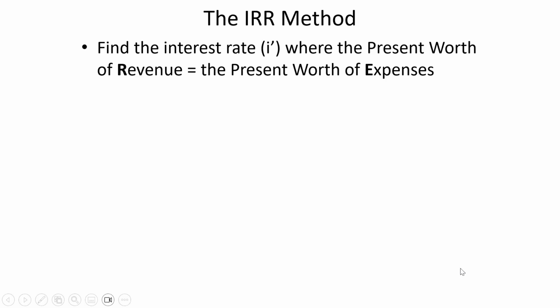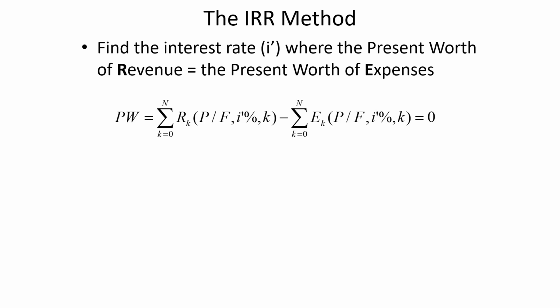So what we're going to be talking about today is the internal rate of return method. The internal rate of return method is where you balance out the present worth of revenue and the present worth of expenses. And so we assign that variable I prime. I prime is the interest rate where there's a balance between inflows and outflows. And this is what the formula looks like.